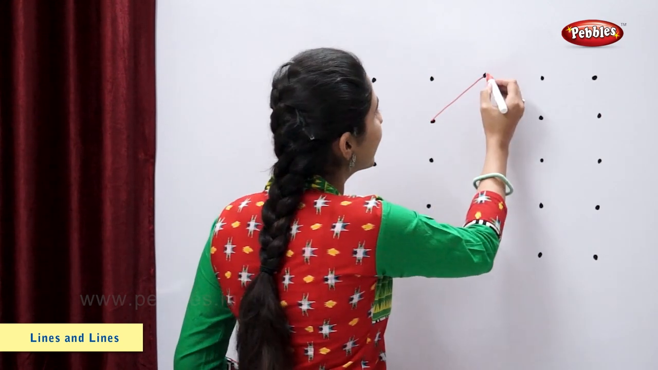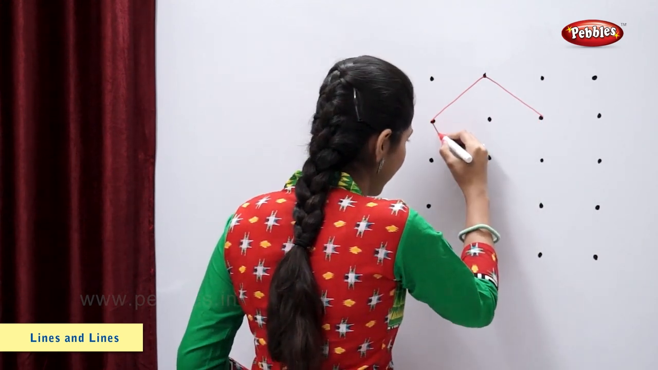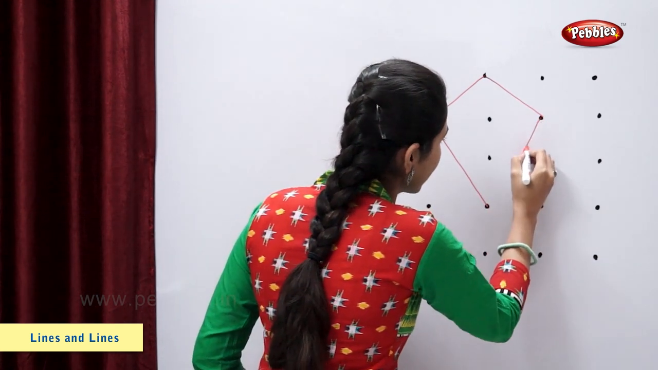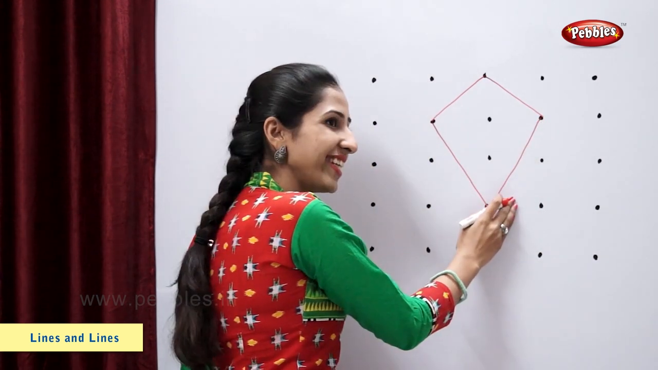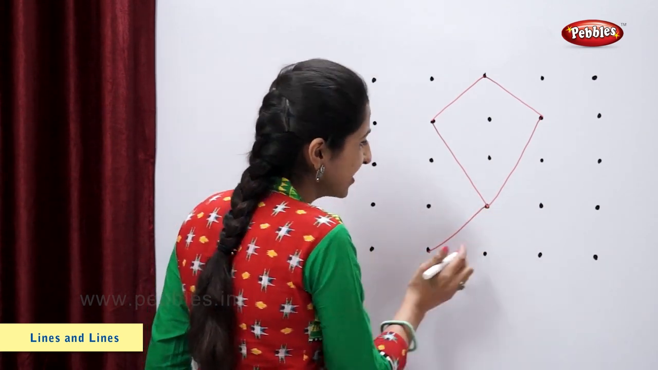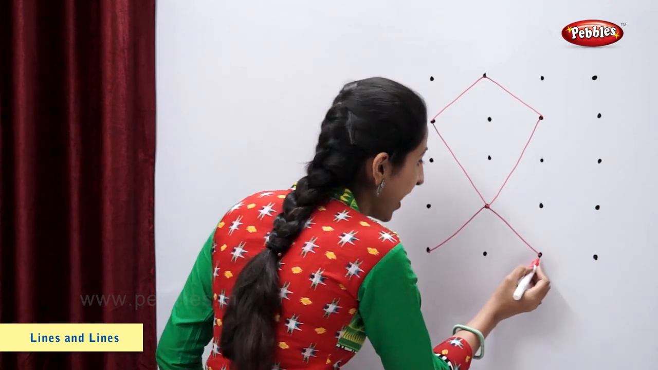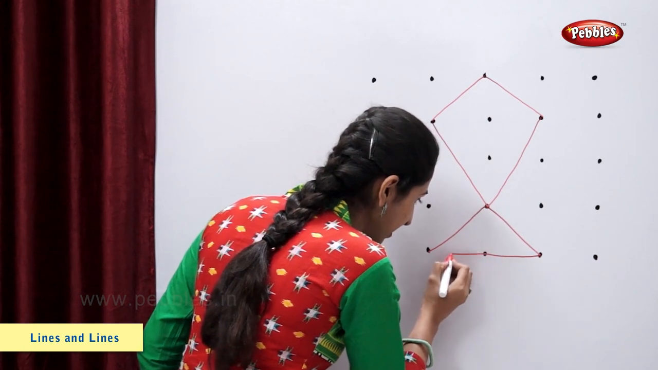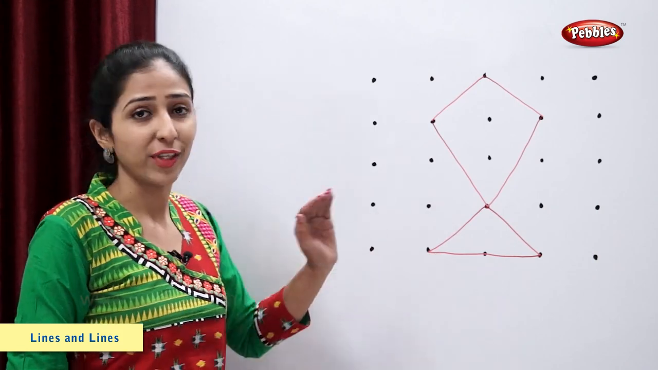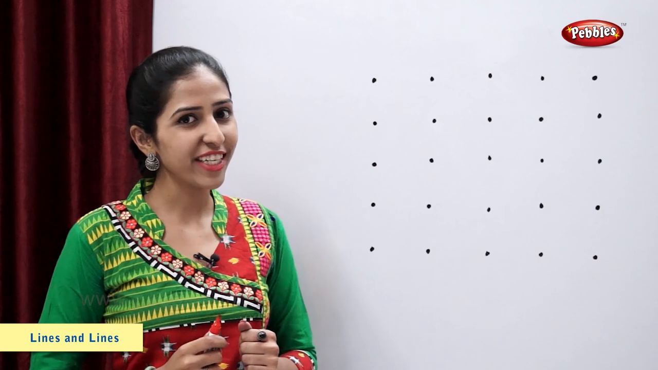Slanting line. Slanting line. Slanting line. Slanting line. Slanting line. One more slanting line and a sleeping line. So, we have drawn this kite using the grid. Let's draw a fish.